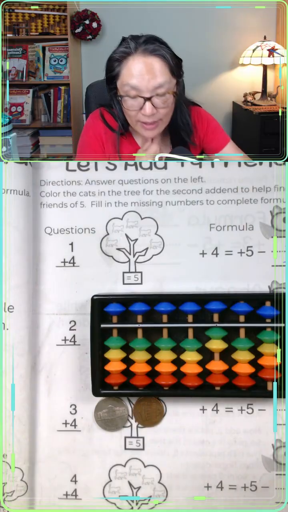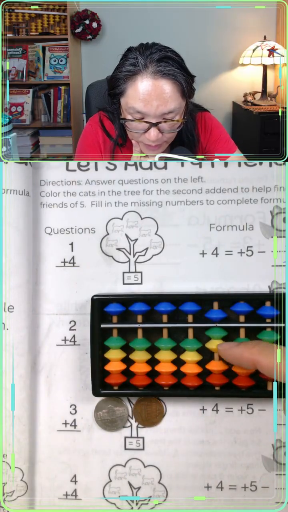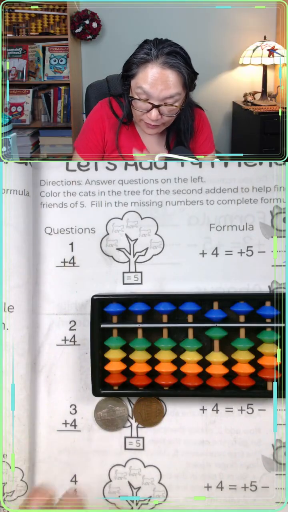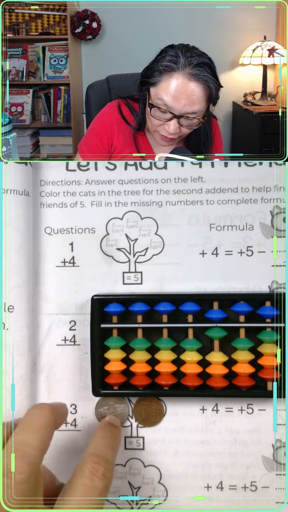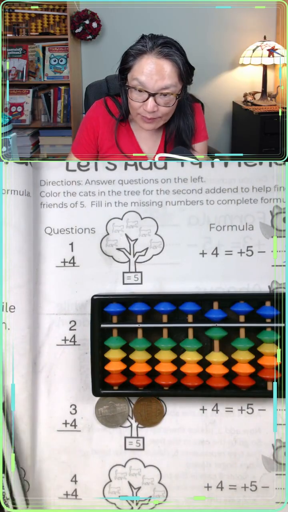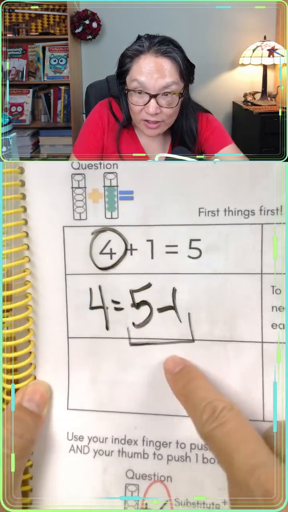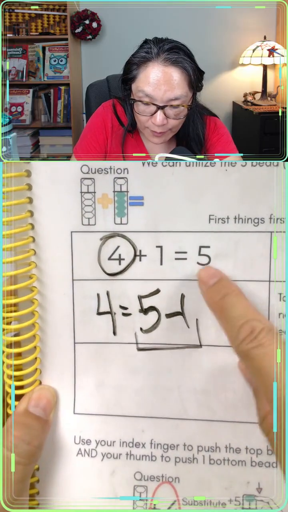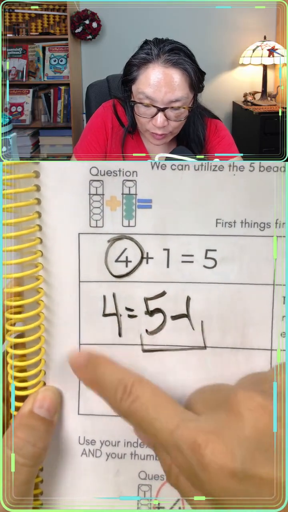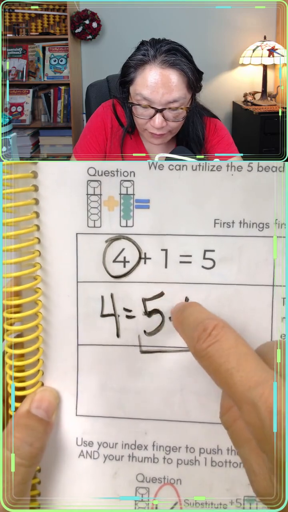I could do it again on my abacus. I can add the 5 and take away the 1. So we understand the concept of the money. We have the 5 to use as 5 cents, and it's the same thing. So what we're doing is we're taking this formula and we're changing it up. And so we isolate the variable. We replace the 4 with the 5 minus 1.